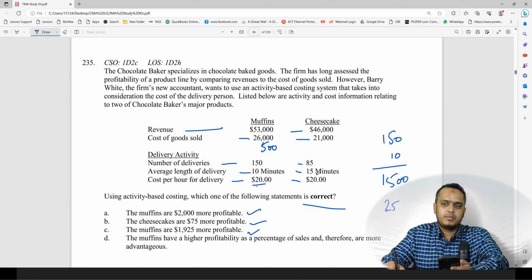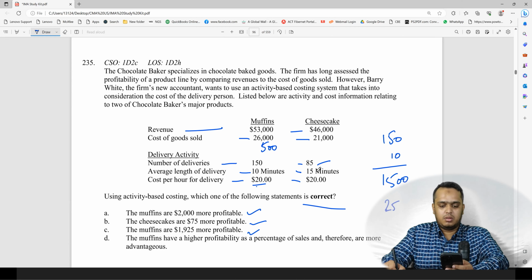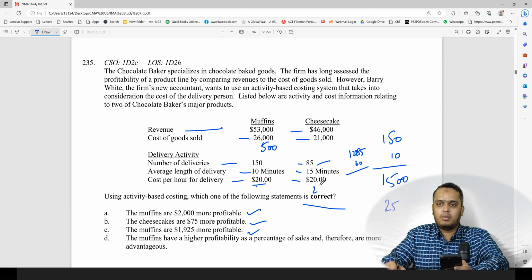And here, how much am I taking? 85 deliveries. And to do 85 deliveries, I'm taking 15 minutes each. 85 deliveries into 15 minutes, so I'm taking 1275 minutes. I just divide by 60 to get hours, and it will be 21.25. Okay, 21.25 hours I'm taking, and per hour I have to pay him $20. So my cost here is 425.